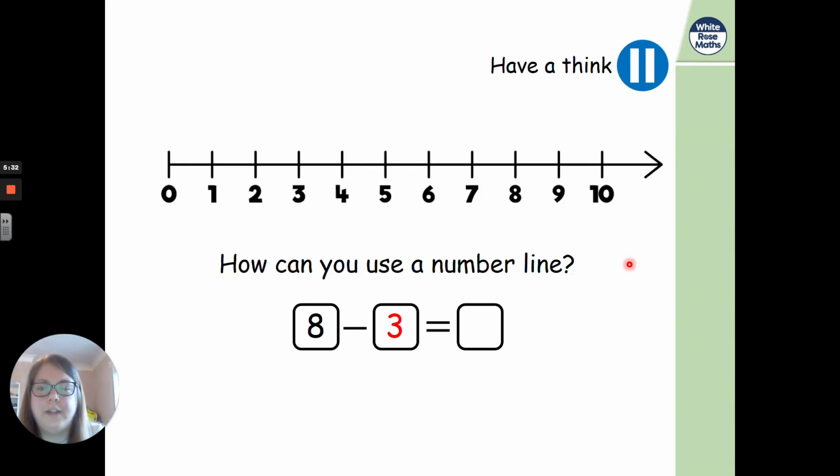So have a think. How can we use a number line to do 8 take away 3? So you have a go. I've just shown you the way, or some of you might have done it yourself. But have a go at this one. Pause the video, off you go.